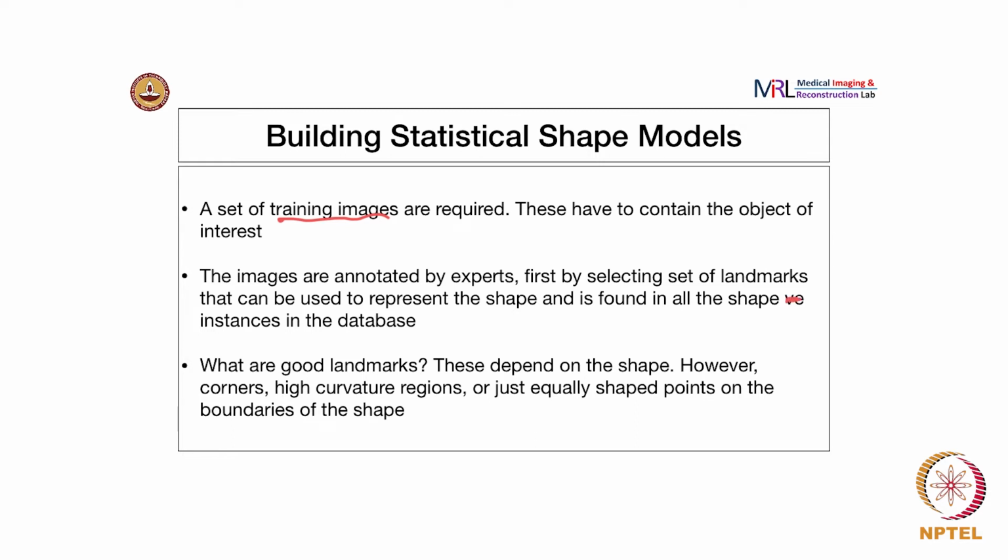So then, what are the good landmarks? How do you decide what these landmarks are? Again, basically they depend on the shape, correct? And whether these are sharp corners, high curvature regions. Sometimes you just put equally spaced points on the boundaries of the shape. So let's just draw a boundary of a shape and I'll tell you how we can annotate it.